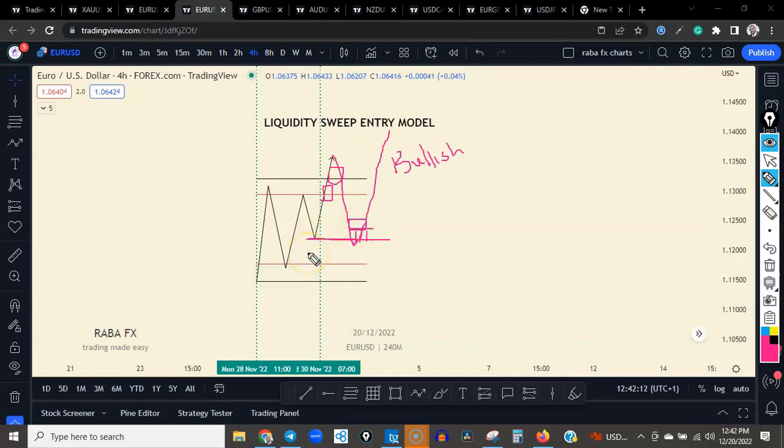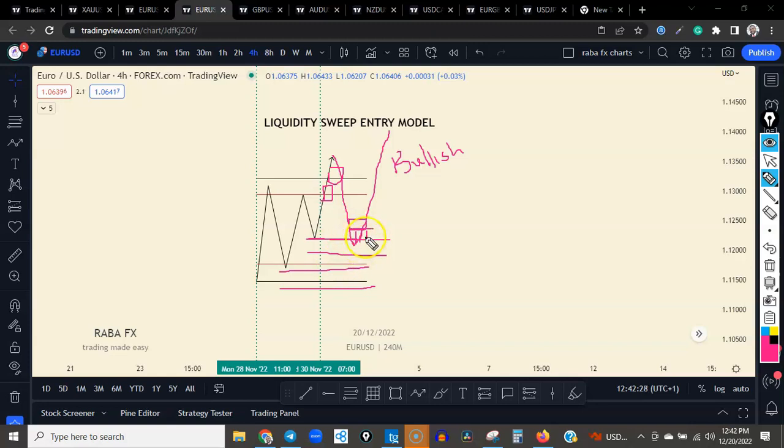Your stop loss placement depends on your risk factor. If you love too much risk, you can make it close just below the sweep, or you put it below this IDR level, or even below the ADR level. It all depends on you.